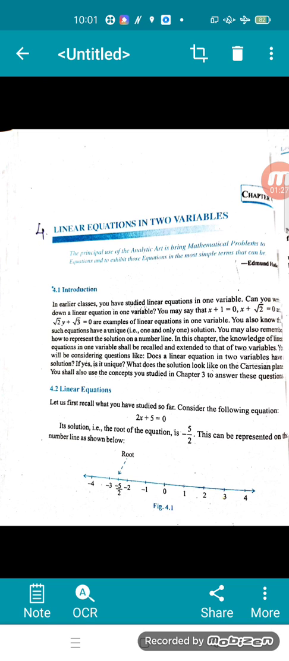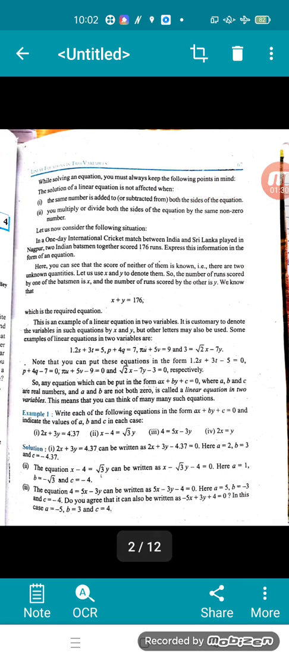Now, in a one-day international cricket match between India and Sri Lanka played in Nagpur, two Indian batsmen together scored 176 runs. This is just an example. Express this information in the form of an equation. So, let us use x and y to denote them. The number of runs scored by one of the batsmen is x and the number of runs scored by the other is y. So, we can represent it by x plus y is equal to 176. This is an example of a linear equation.